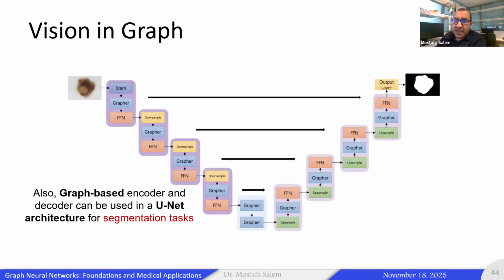Also, I can use vision in graph to do segmentation. If you are familiar with machine learning, this is what's called the UNet, and this is the famous architecture we use to do segmentation. So if I have an image, I can divide it into patches, create a graph, and pass the graph to this UNet to do what's called image segmentation. So graph can be used with normal data and also can be used with image data to do any machine learning task you want to do.